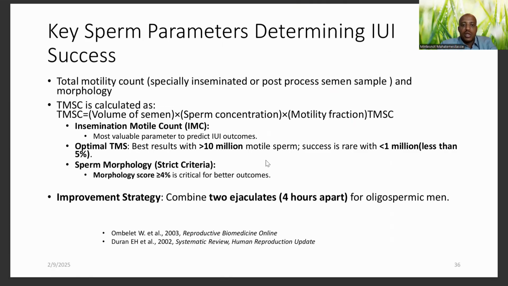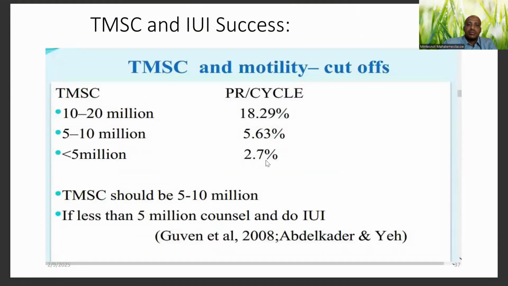The morphology is also very important. If you have more than 4% normal morphology, the success rate is good. If the number of sperm is oligospermic, you can use 2 semen samples to increase the chance of pregnancy. So in general, you have to calculate the motility of sperm before you determine IUI. Otherwise, we are wasting the time of the patient. This literature also shows that as the total motile sperm count increases, the success rate is high. If the total motile sperm count is less than 5 million, we have to think of other options of management.